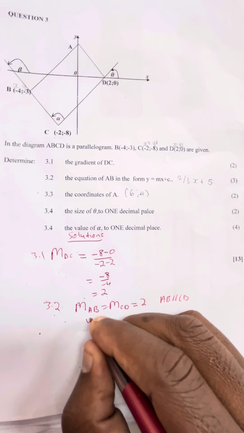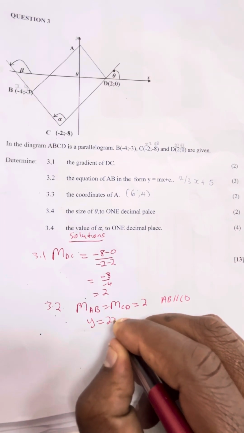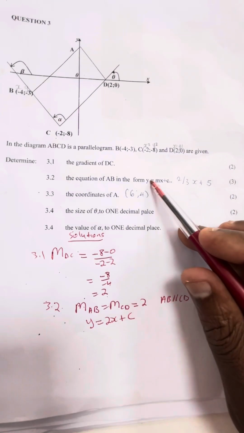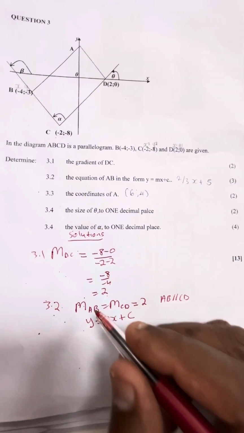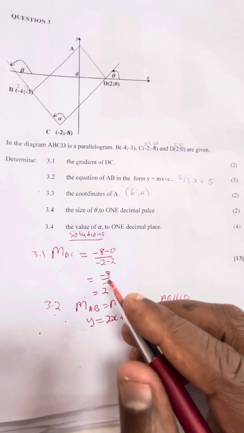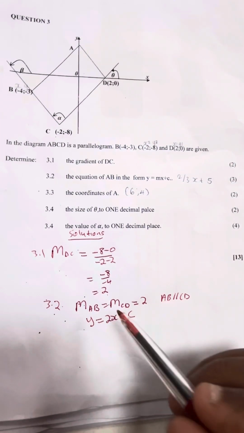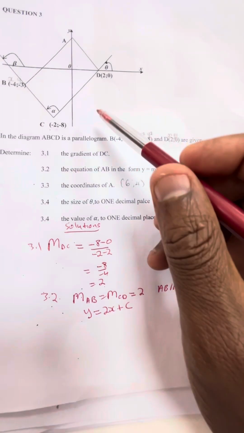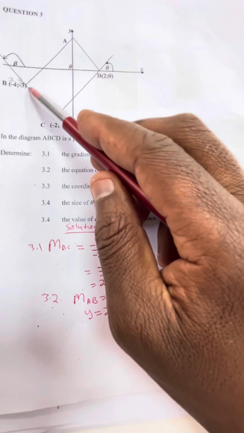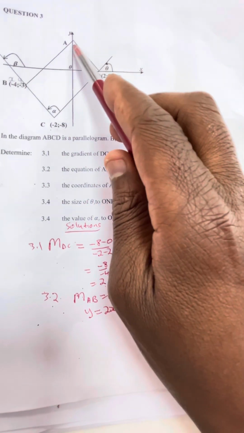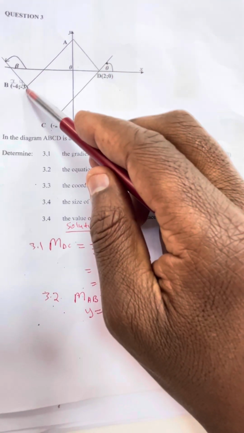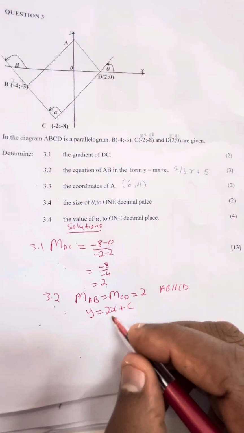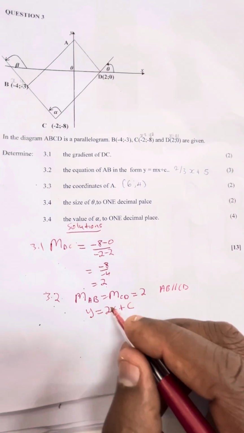So the equation will be y equals 2x plus c. Right? Because they said in the form y equals mx plus c. So now you substitute. Which values are you going to substitute for x and y? You go to the straight line AB. Do we have any coordinates on it? Yes, we do. The coordinates of B. Those are the ones that you are going to use to replace y and x.